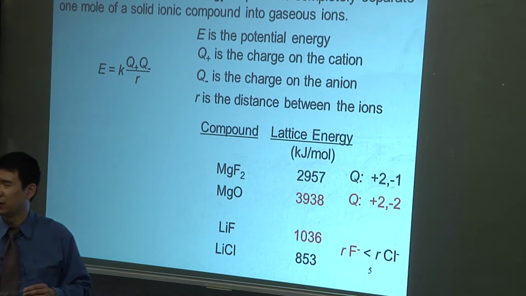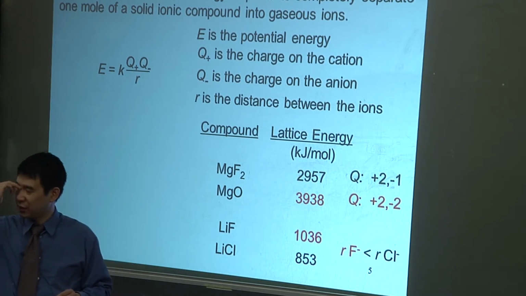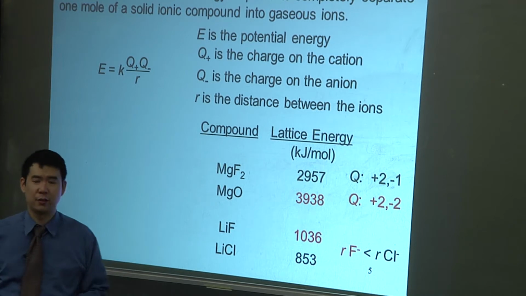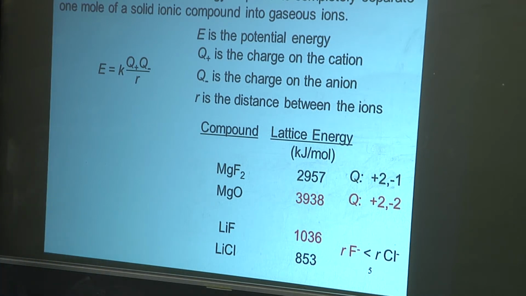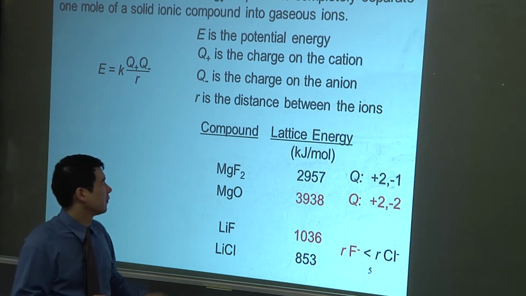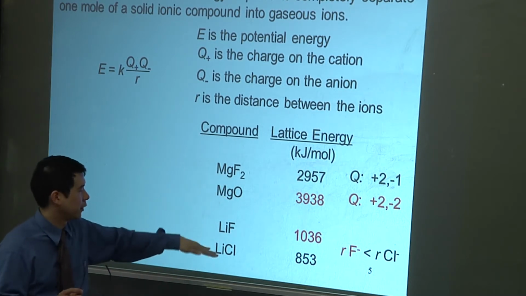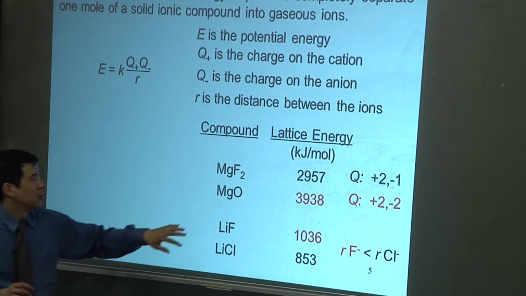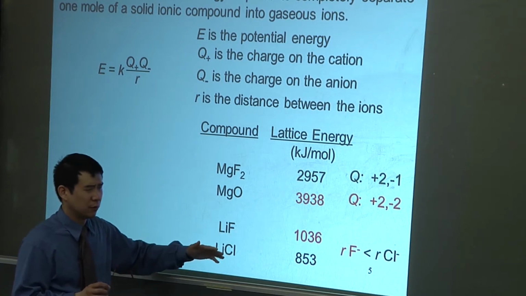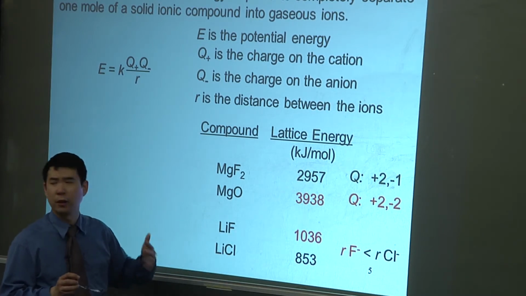Sorry, go ahead. Yes, you're getting kind of into Chem 2. This is assuming the lattice structures are the same. Here we're looking at two different charges, or at least similar enough so that the distances reflect the ionic radii.